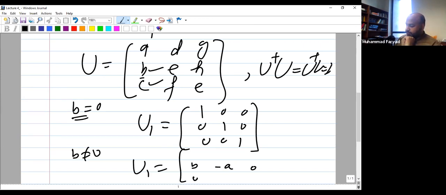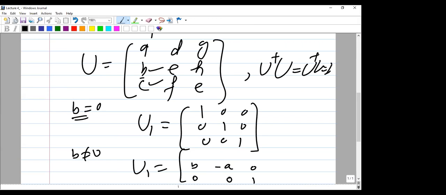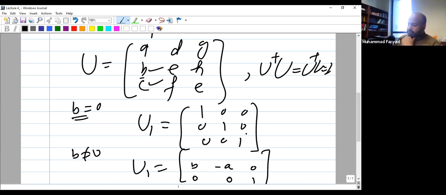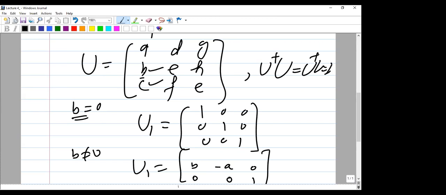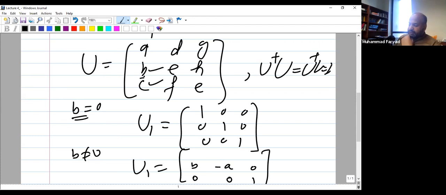But to make sure that this is a two-level and unitary matrix, we have to... Sir, I didn't understand, why is U1 identity? If B is already 0, then of course we are saying that we do nothing. Right, B is already 0. Okay, okay. And if B is not 0, then I'm trying to make B 0.